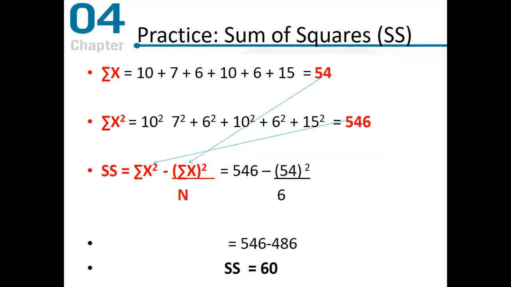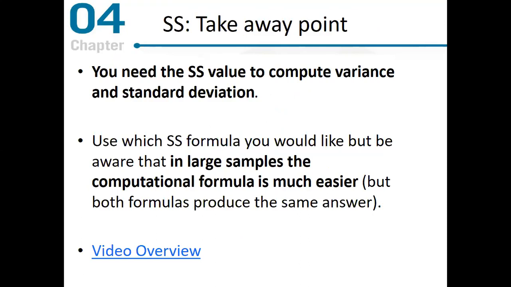Now we have 6 scores total, so our sample size is equal to 6. We end up with 546 minus 54 squared over 6. This ends up being equivalent to 546 minus 486, and we get a sum of squares of 60. You need the sum of squares value in order to go on and compute the variance, which will ultimately allow you to get the standard deviation. You can use whichever formula you want, but I always recommend that you use the computational or the raw score formula. It's much easier, it's much more efficient, and it's less likely to lead to a mistake.